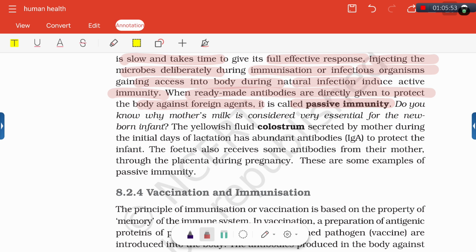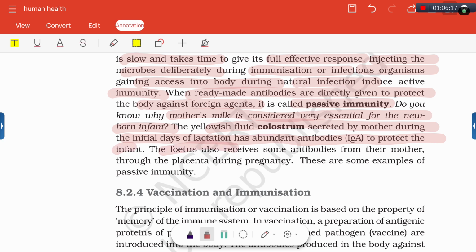So do you know why mother's milk is considered very essential for the newborn infant? Because the mother is providing passive immunity to the baby in the form of IgA. The yellowish fluid colostrum secreted by the mother during the initial days of lactation has abundant antibodies, IgA, to protect the infant.